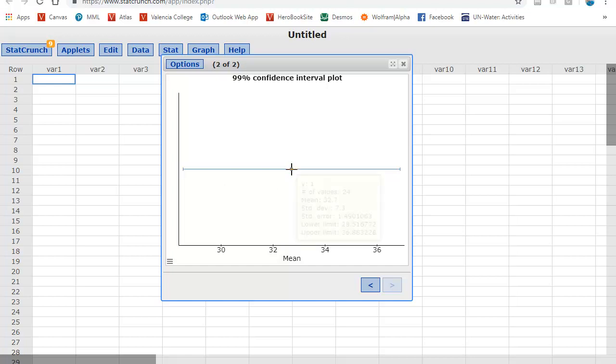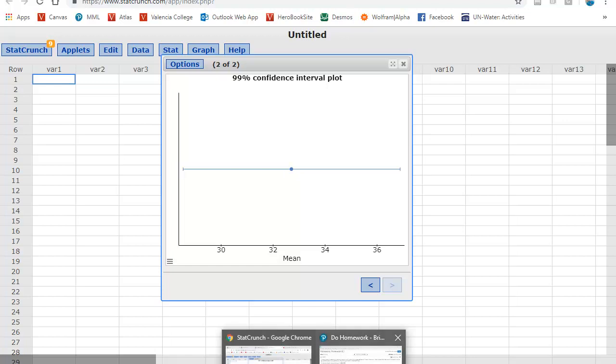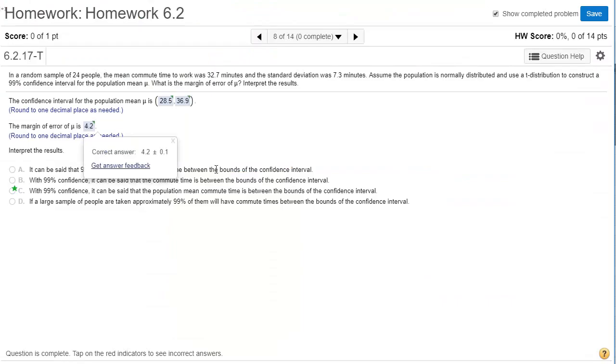So if I take my mean, and I'm just looking for that distance, if I take that mean of 32.7 and subtract it from the upper limit, so if you look at the upper limit of 36.88, or if we round to 36.9, we subtract the mean of 32.7, and that is going to give us our margin of error that we see as the answer here, which is 4.2.